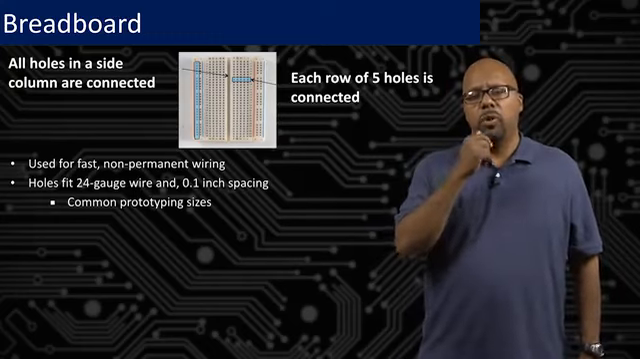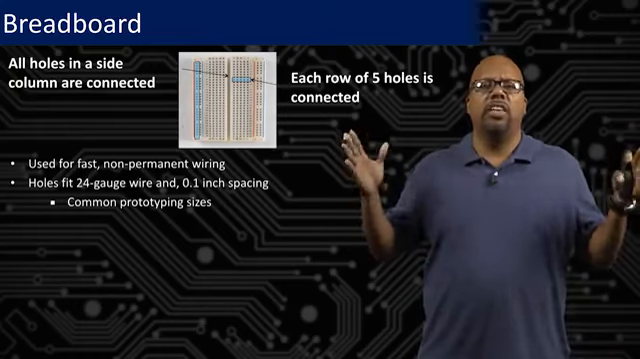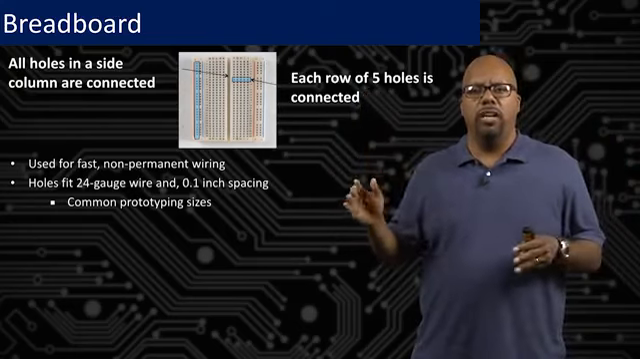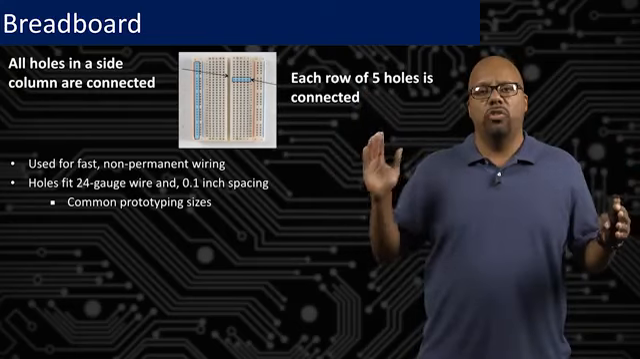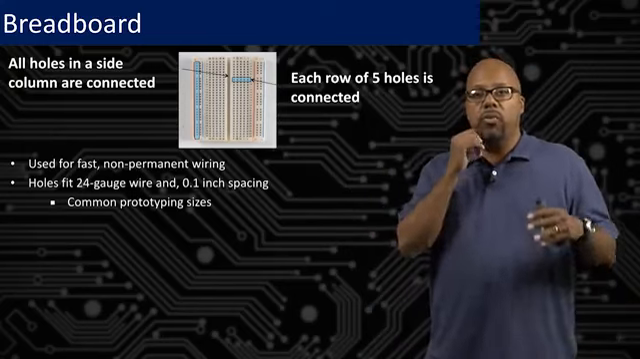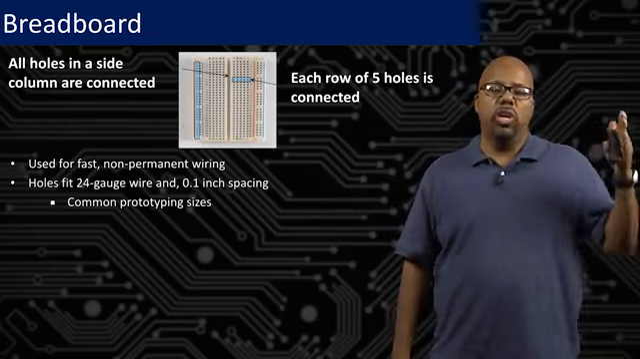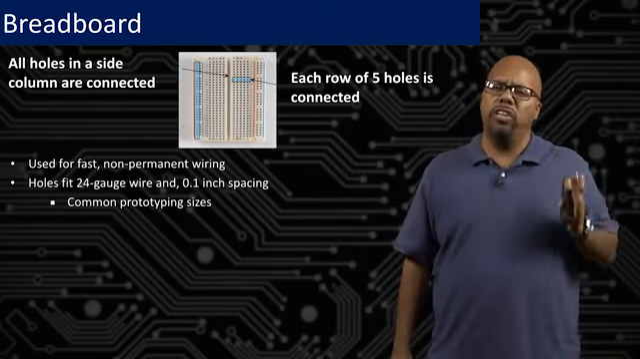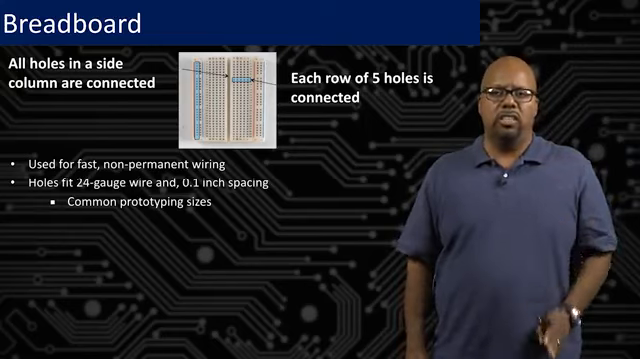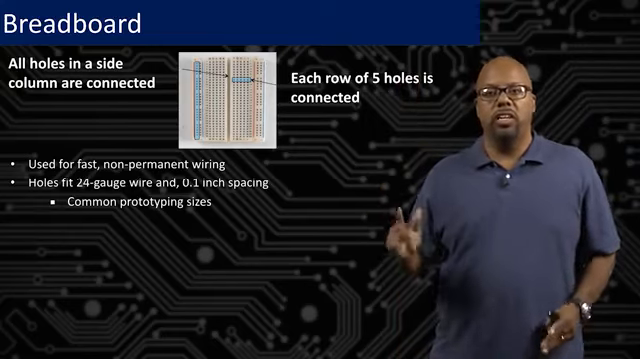Now, if you look at the breadboard, it's got these rows of 5, but then along the left and right sides, you've got these columns: 2 columns on the left, 2 columns on the right, with breaks in between. Those columns are wired differently. They're not wired horizontally like those rows of 5. They're wired in columns. All holes in the same column are connected to each other. Then all holes in the next column are connected to each other. Same thing on the other side.